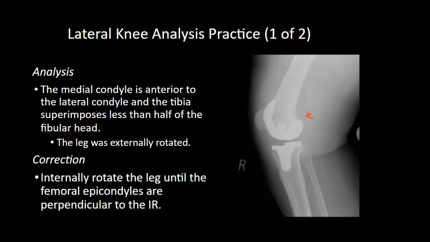The easiest way to determine rotation when you cannot see the adductor tubercle is to look at that tib-fib relationship. That fibular head is starting to become free of superimposition, so we are externally rotated excessively. We need to bring that knee back, or internally rotate the leg, until those femoral epicondyles are perpendicular with the IR.